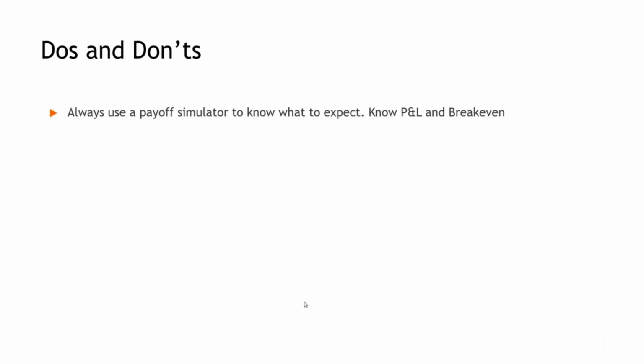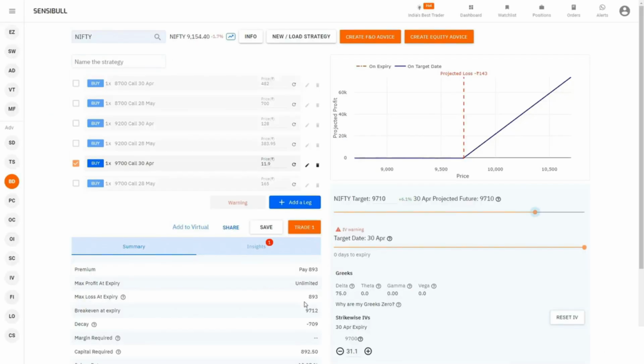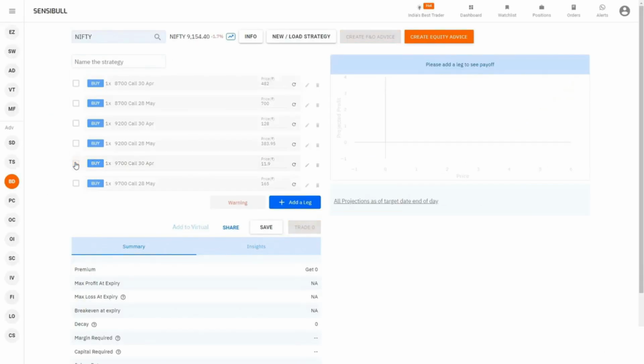Last section on this one, it's been a slightly lengthy one. The last section is do's and don'ts. So always use a payoff simulator to know what to expect. Compare different scenarios. This is important, right? You have to always compare different scenarios whenever you're making any decision in life. You can't decide, let me go buy the 9,000 call of April. That's not how it works.